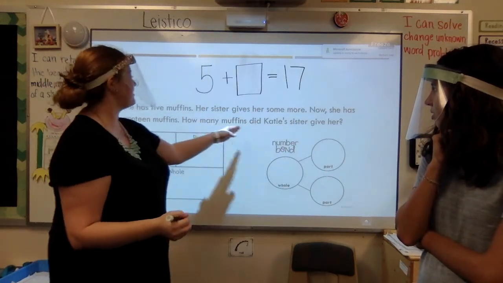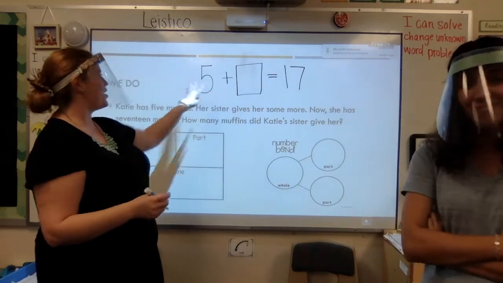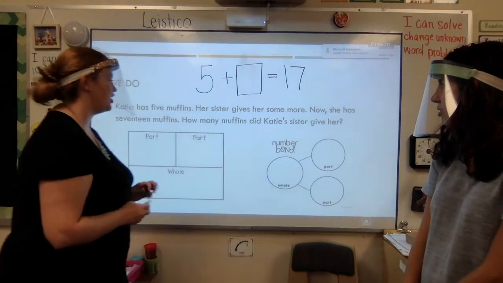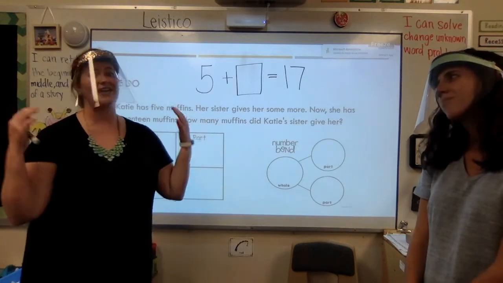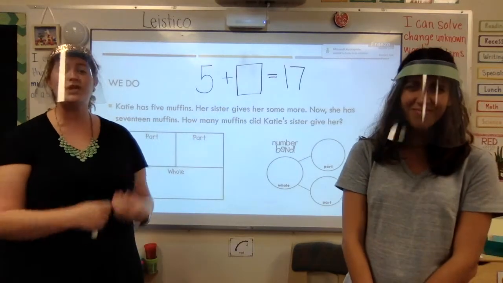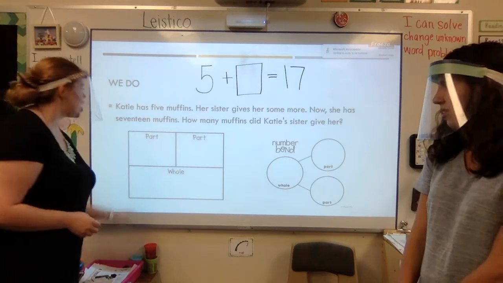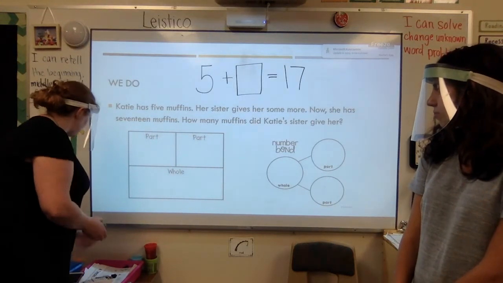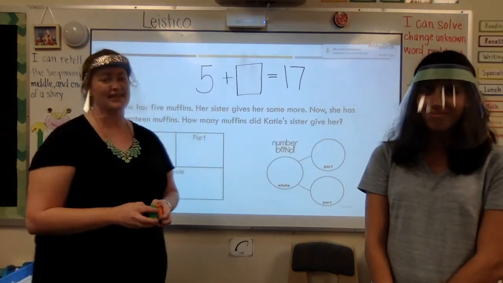Okay, how many muffins did Katie's sister give her? Yeah, that's what I'm solving for. I know how it started. I'm searching for how it changed, but I know its result. Well, I'm going to come to my part whole mat because that's Miss Lime's favorite strategy, and it's really important to me that you know how to do this correctly. So I have my part whole mat, and I'm going to use two different colors, just like Miss Lestico, because it's easier to see the difference.